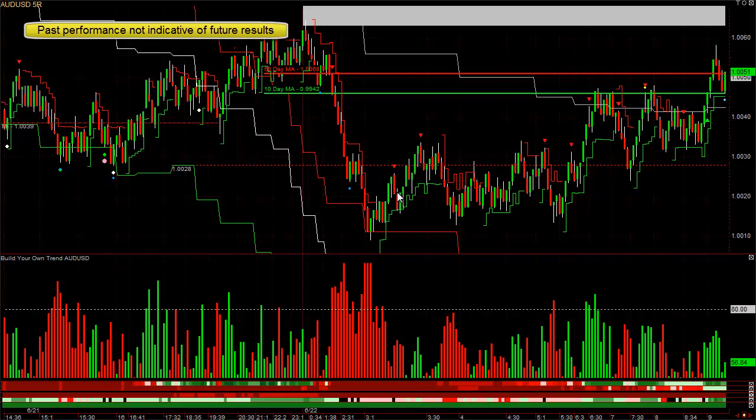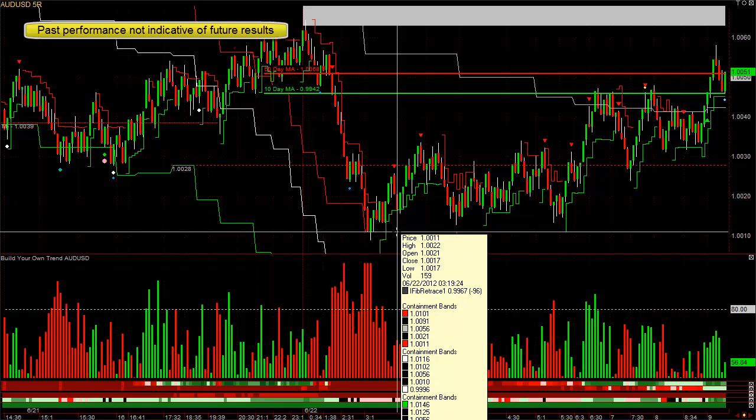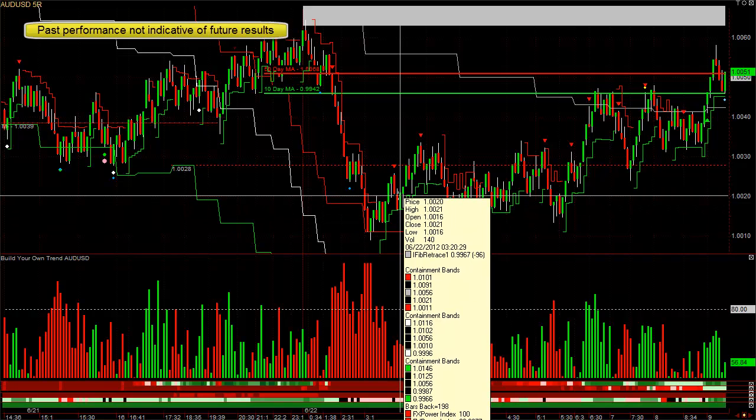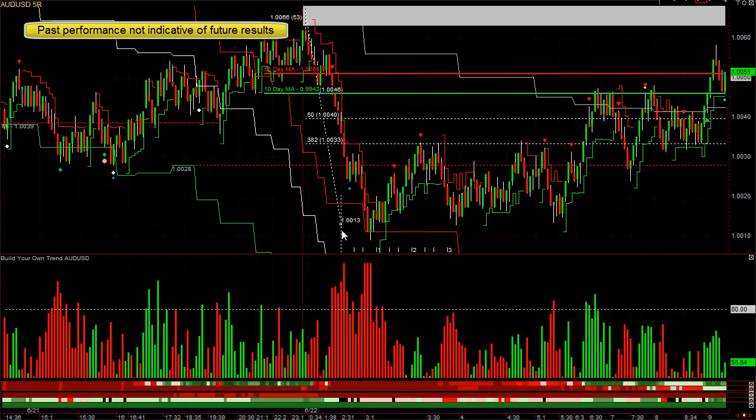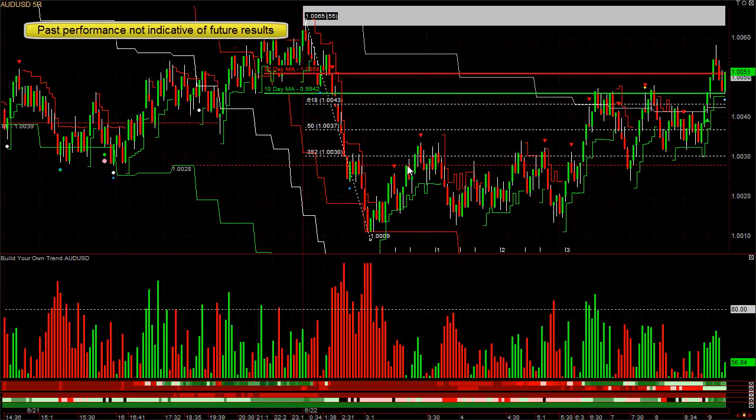For example, this trade right here, sell signal, the lower containment band is a potential profit target at 11. If you sold this at 20, you might make 6 or 7 pips. If it continues down below that containment band to the next major area of support, that's nice. But you're obviously better off waiting for at least a pullback before you get into the trade, 38 to 50% Fibonacci area. So here it comes back up, and if you look for a sell here, you can see it pulled back.